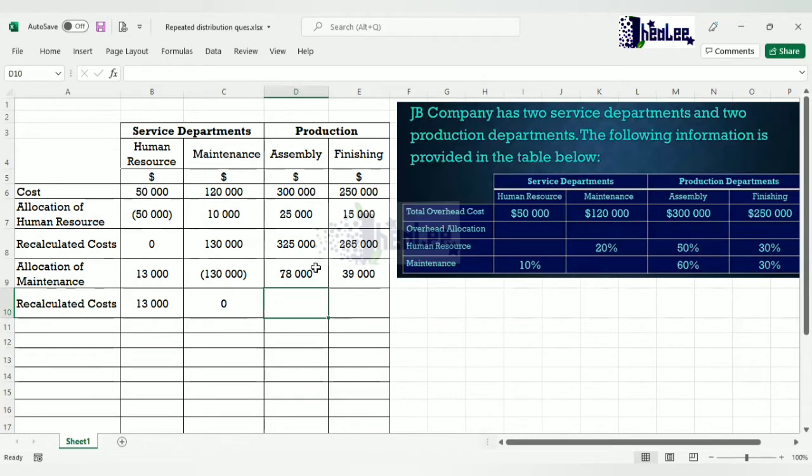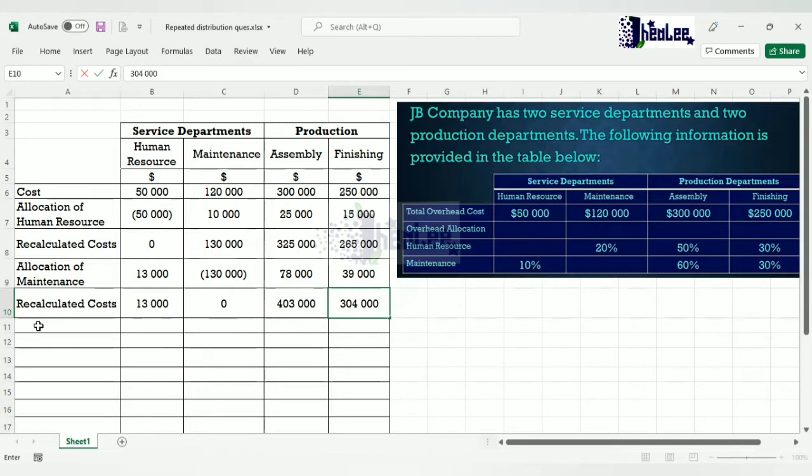The assembly was 325,000. We're now adding 78,000 to that, and that gives us a value of $403,000. Now for the finishing, 265,000 plus 39,000 give us $304,000. So now these are the new overhead costs that are in the business for each department.